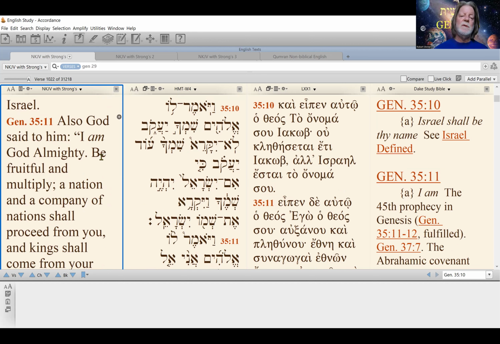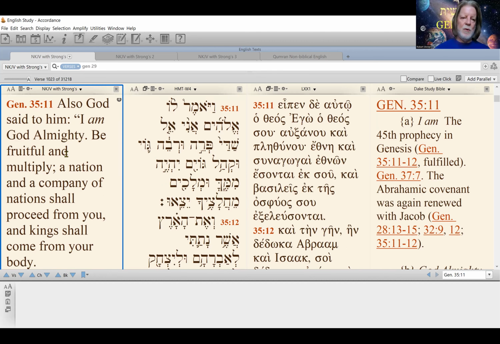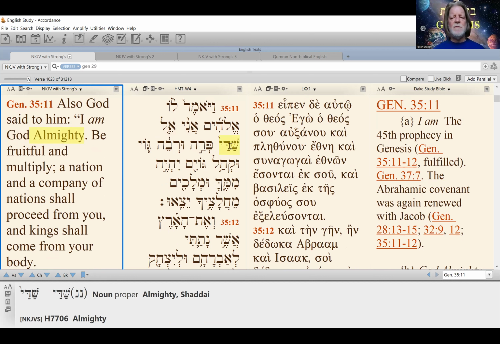Also, Elohim said to him, I am, let me get the Hebrew up here so you can see it. I am El Shaddai. So if we go over here, El is just a shortened form of Elohim. That makes sense. Nobody has any problems with that. Shaddai is interesting. This may be the first time this name is mentioned. I think it's mentioned prior, but it may not be. Anyway, Shaddai is translated Almighty.